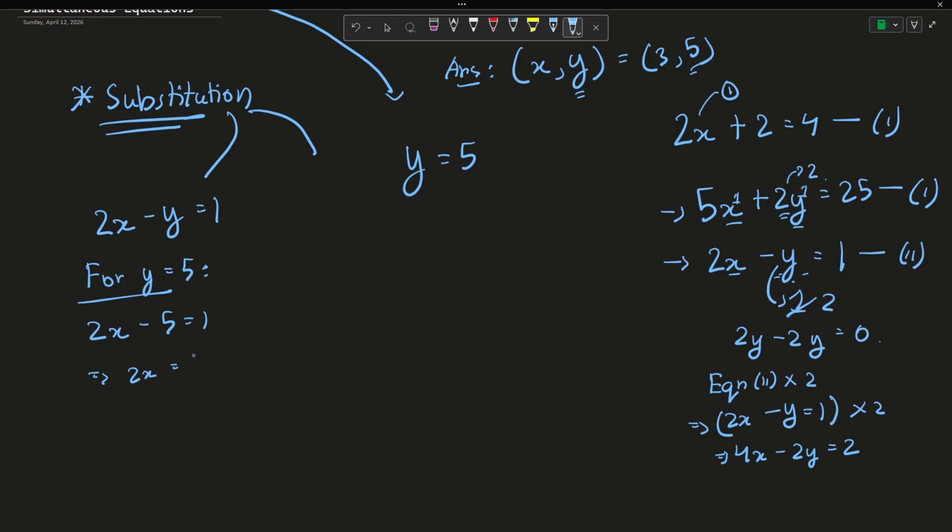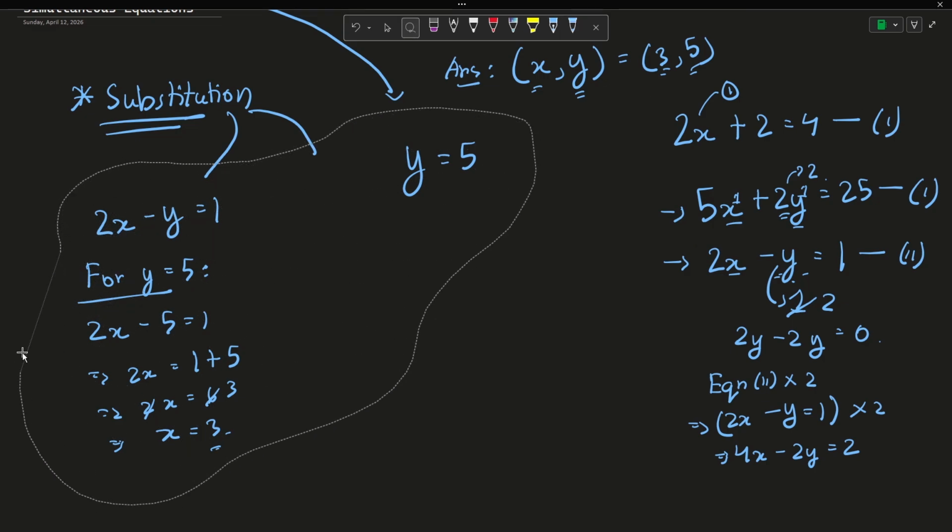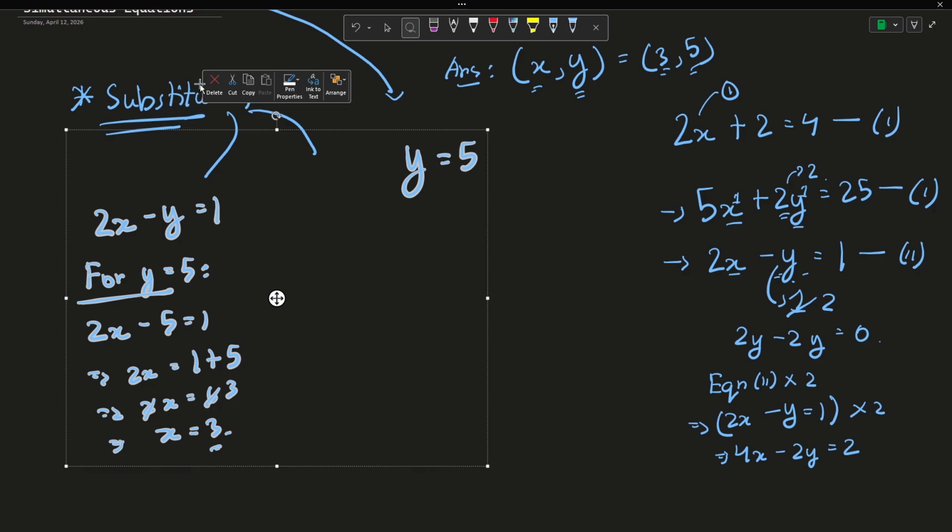Okay, let me do it in a detailed way so that it's easier for you to understand. So 2x is equal to 6, and therefore if I divide both sides by 2, we get x is equal to 3. As you can see, the value of x is equal to the value of x that we found using elimination. Now this is all you need to solve linear equations. Linear equations are much simpler.